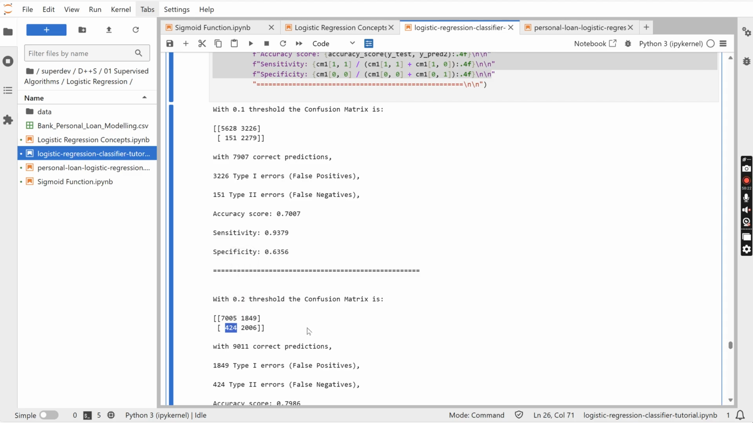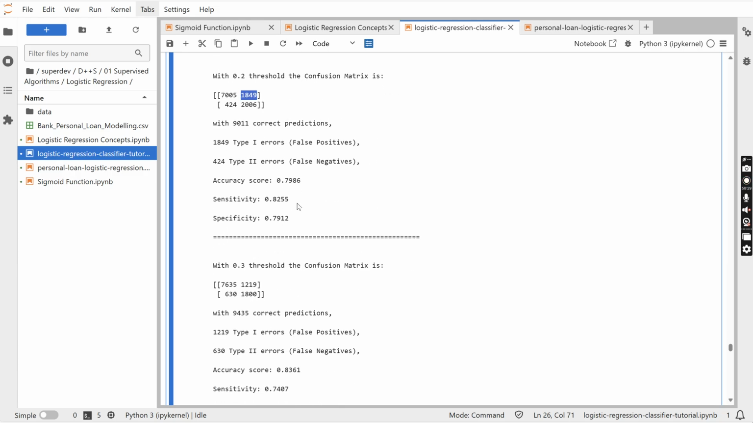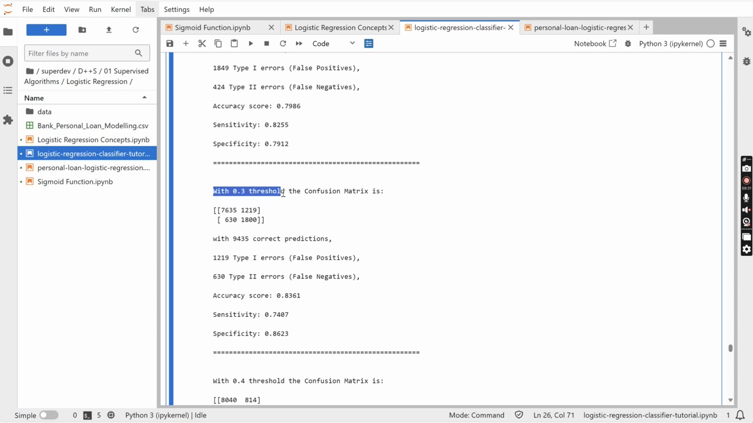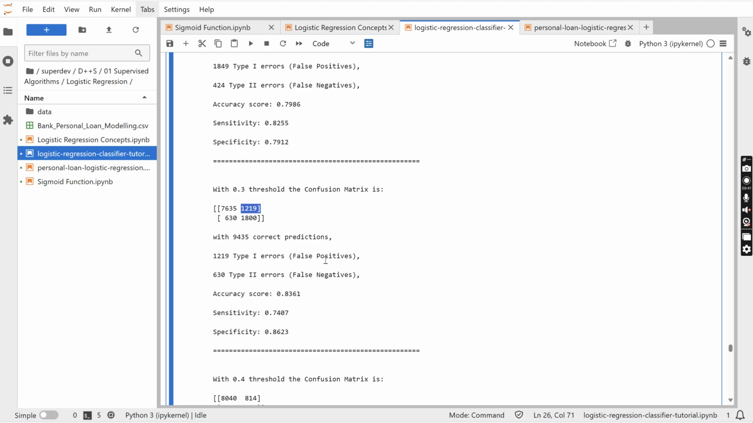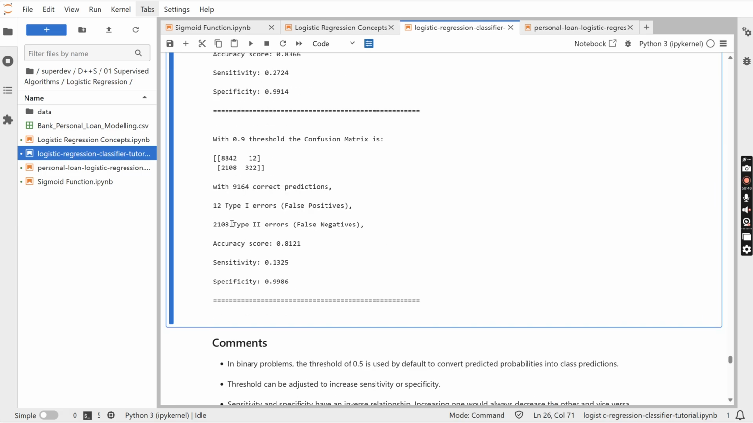False negatives are increasing now, false positives are decreasing. Okay, so on the basis of these threshold use cases, you have to set the thresholds. Here a 0.3 threshold means false negatives have increased, false positives are again improving. This way you can continue till a certain threshold. The moment you reach the 0.9 threshold, your false positives have decreased. There are only 12 false positives, but there are 2000 false negatives.